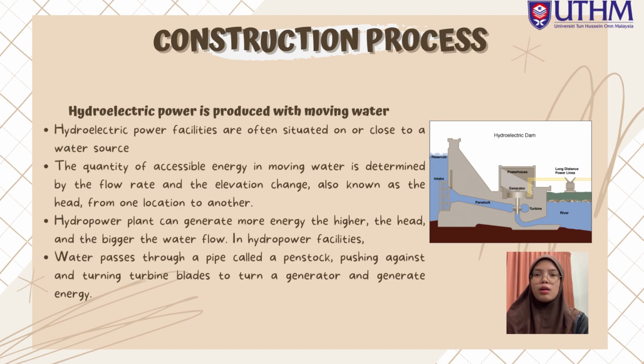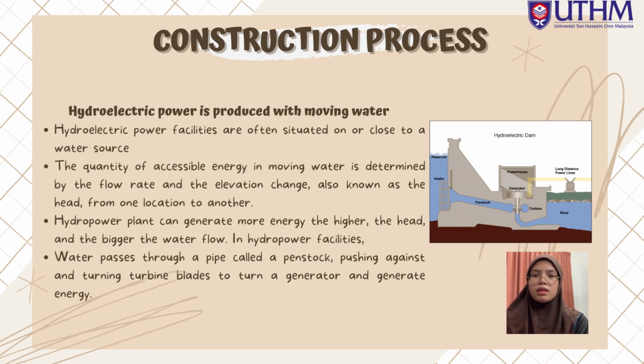Hydroelectric power facilities are often situated on or close to a water source because the source of electricity is water. The quantity of accessible energy in moving water is determined by the flow rate and the elevation change, also known as the head, from one location to another. Generally speaking, a hydropower plant can generate more energy the higher the head and the bigger the water flow.